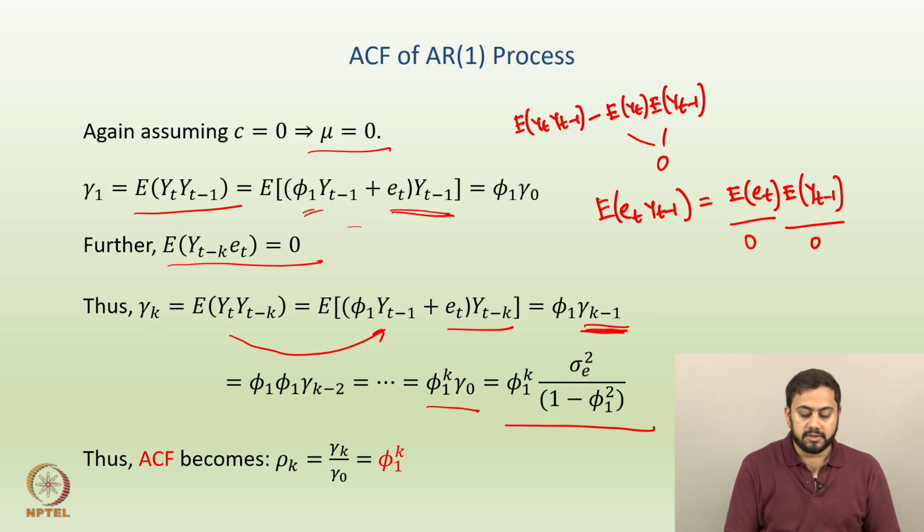Okay. And now once we get hold of gamma k, I can easily derive rho k, which is the ACF. ACF is gamma k divided by gamma naught, which reduces to only phi 1 to the power k. Okay. So just to summarize this entire slide, we manipulated a few assumptions here and there. Assuming that the mean is constant and variances are constant and so on, we arrive at this conclusion that the autocorrelation function of an AR1 process is given by phi 1 to the power k. Alright.